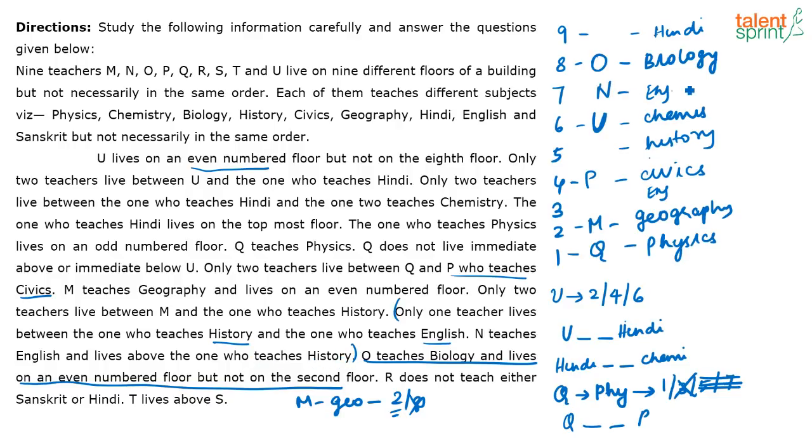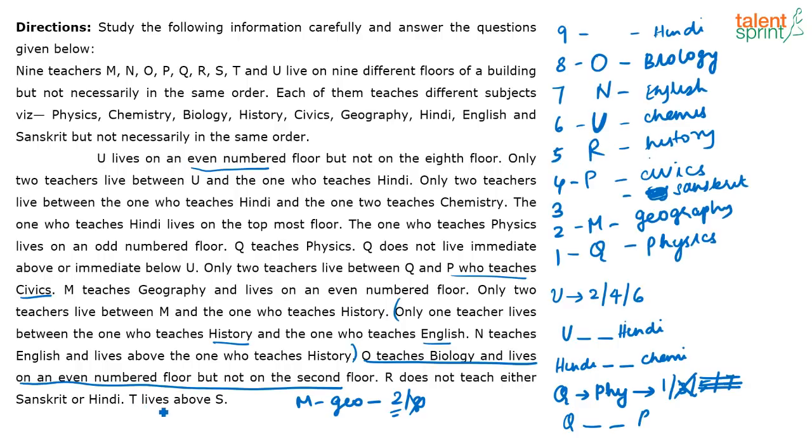This has to be N and this has to be English. So this cannot be English. So what should come here? The only remaining subject here is Sanskrit. So this has to be Sanskrit. Now we are left with the names of persons to fill. Next, what is given? O teaches biology and lives on an even numbered floor, that we have used. R does not teach either Sanskrit or Hindi. So R definitely has to teach history.